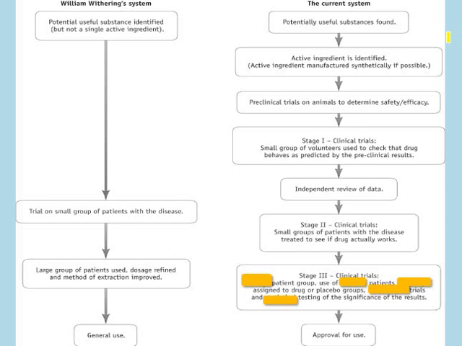Following this, we can have stage 3 of clinical trials, where we have a large patient group, where we're using a placebo, and patients are randomly assigned to a drug or a placebo group in something called a double-blind trial. And this allows us to statistically test if there is a significant result. After this, you can get approval for use.